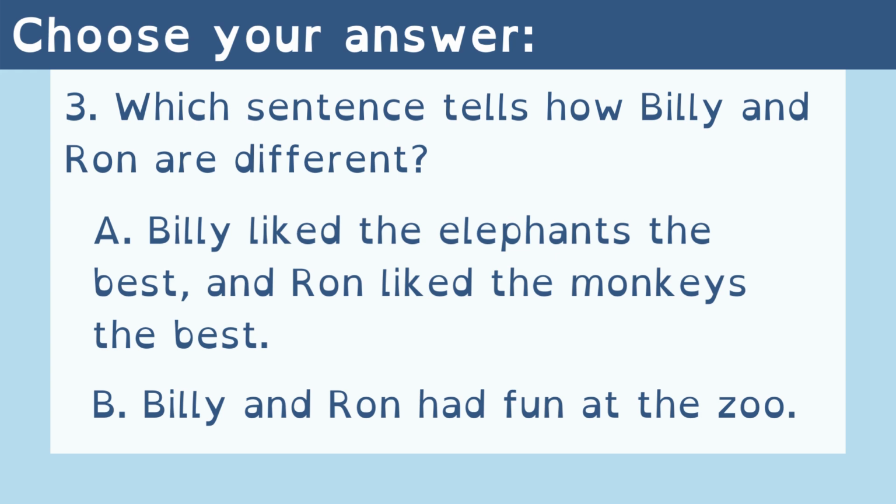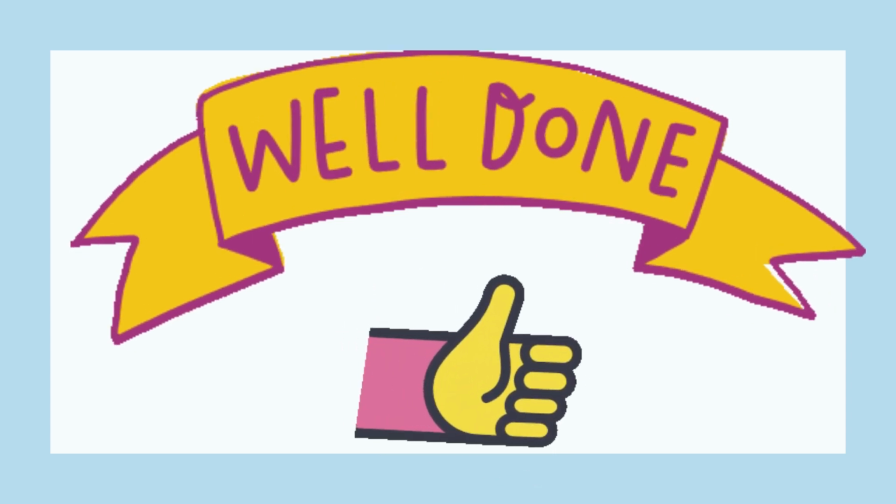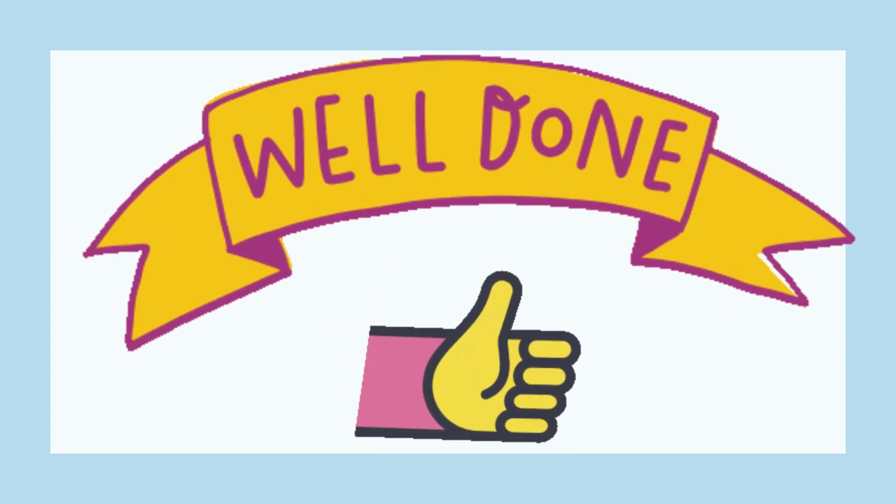Number three. Which sentence tells how Billy and Ron are different? A. Billy liked the elephants the best and Ron liked the monkeys the best. B. Billy and Ron had fun at the zoo. And the answer is letter A. Billy liked the elephants the best and Ron liked the monkeys the best. Well done. How about we try another one?